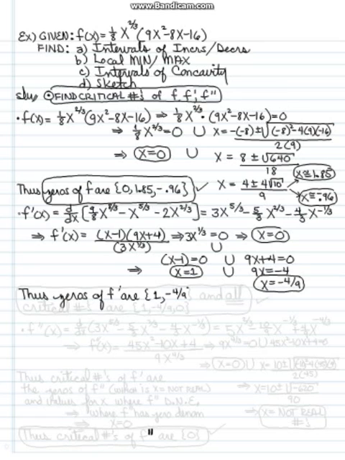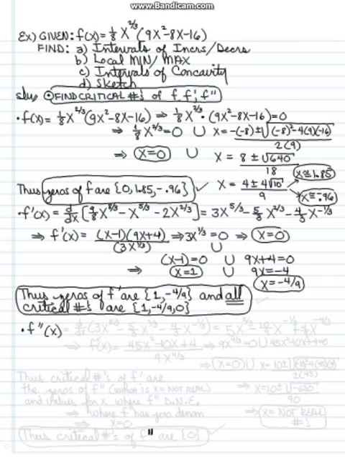So we found the zeros of the numerator and the denominator. So those are our critical numbers. Those are our critical numbers of f. They are 1, negative 4/9, and 0. They're the zeros of f prime plus the value of x where f prime is undefined.